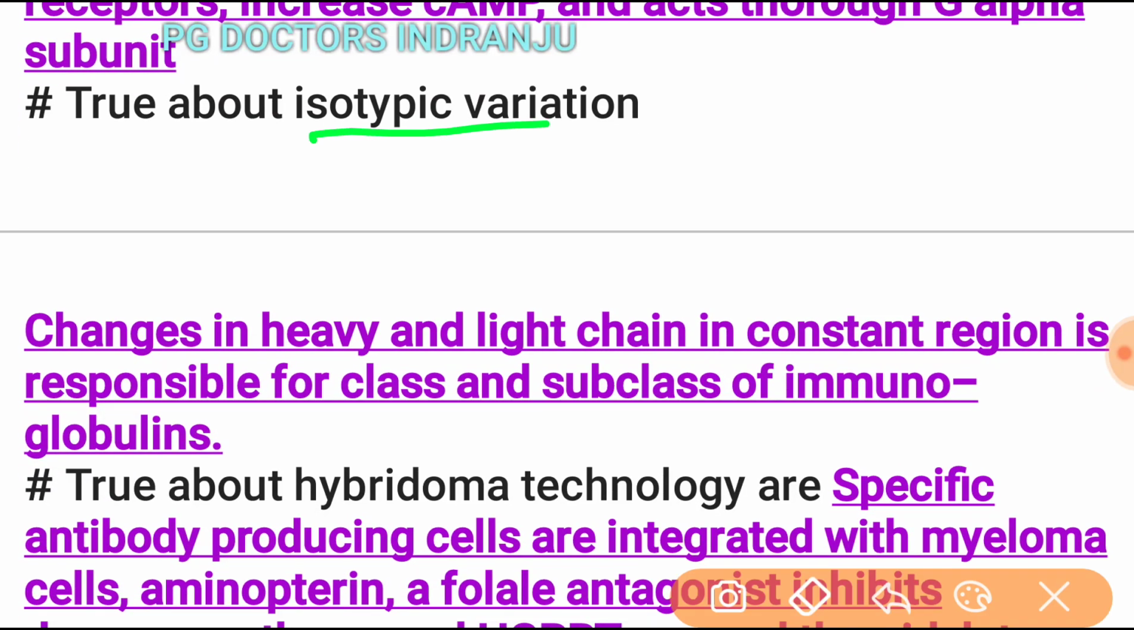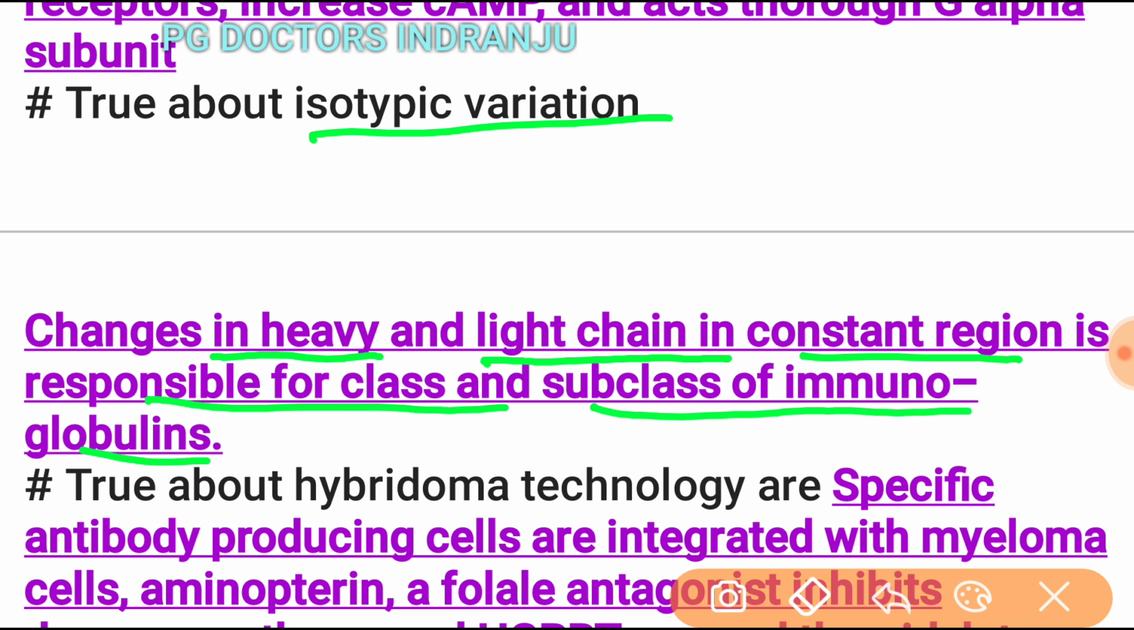True about isotypic variation: the isotypic variation is the change in heavy and light chain constant region, which is responsible for the class and subclass of immunoglobulins.